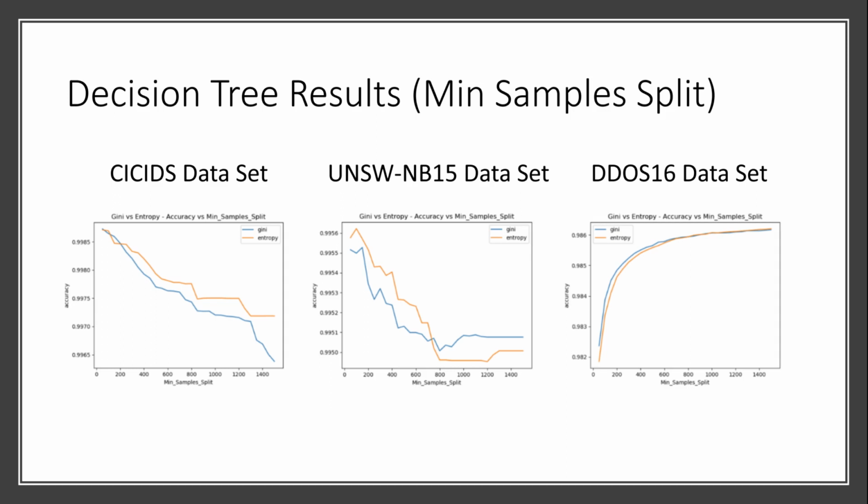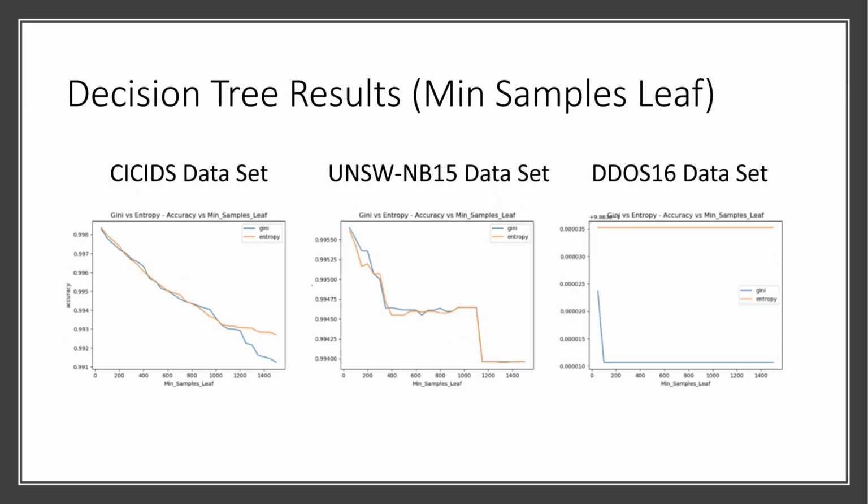As you can see in the graph for min sample split, the accuracy for both the CIC IDS 2017 dataset and the UNSW NB15 dataset consistently declines based on the number of minimum sample splits it is set to. For the DDoS16, I'm not really sure what happened. It could be because of the lack of features the dataset contains, or because the number of attacks is significantly less than the other two datasets. One solution is to tweak the parameter values again for the DDoS16 dataset.